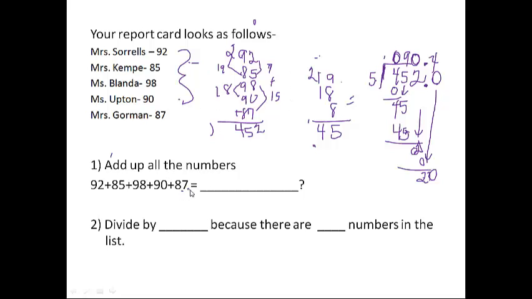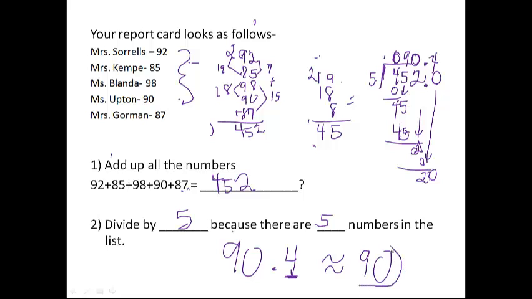Okay, let's fill in these blanks. I've been talking and we didn't fill it up. So all these equaled 452, and then we divided by 5 because there are 5 numbers in the list, and that left us with an average of 90 and 4/10, which, let's estimate that 4 would actually not help us round up, so you would be left with a 90. You are an A honor roll student.